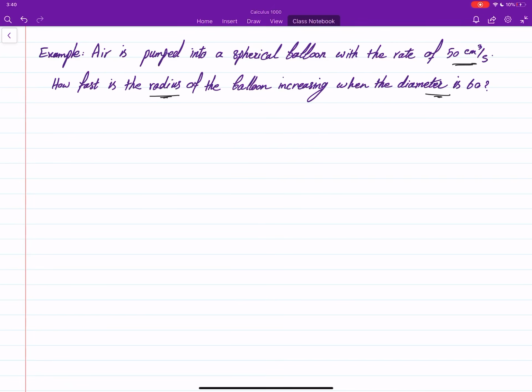Well, first identify the variables. Here we have volume and we have the radius. So we denote volume with V, and radius with R. Which rates of change are given? We know that air is pumped into the sphere, so that is the rate of change of the volume of the sphere. In this case it is 50 cubic centimeters per second.